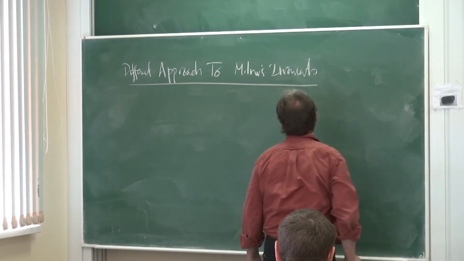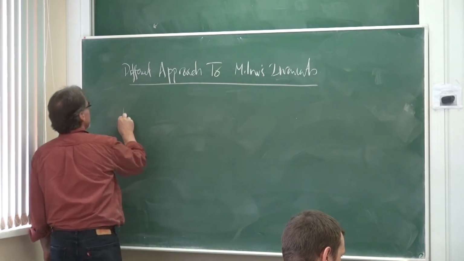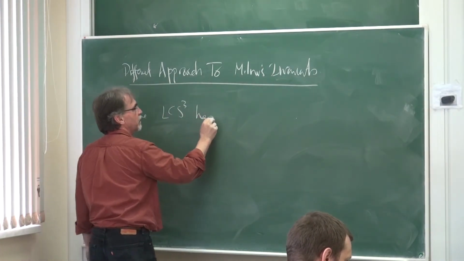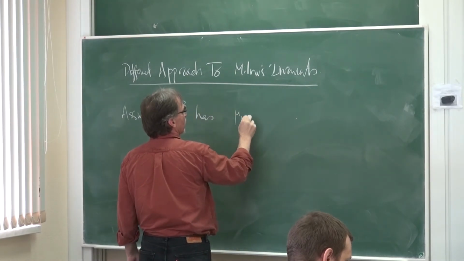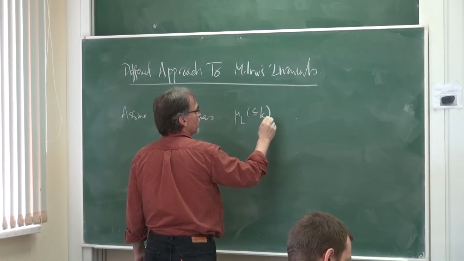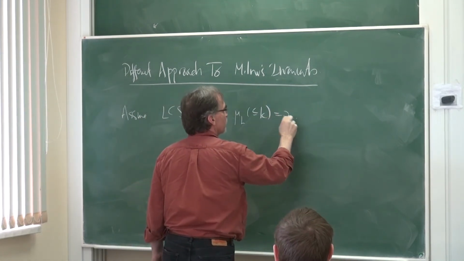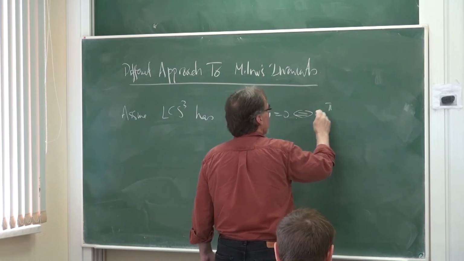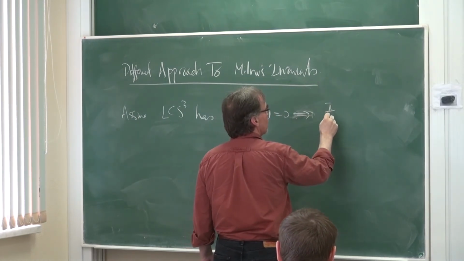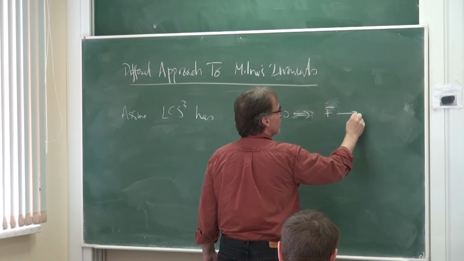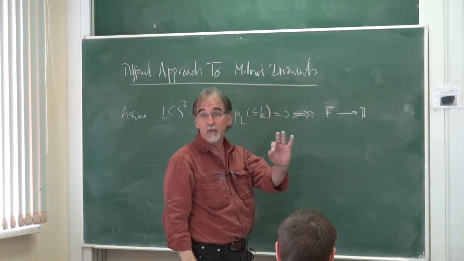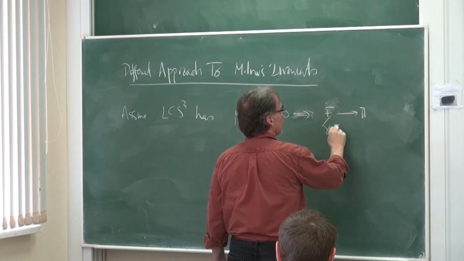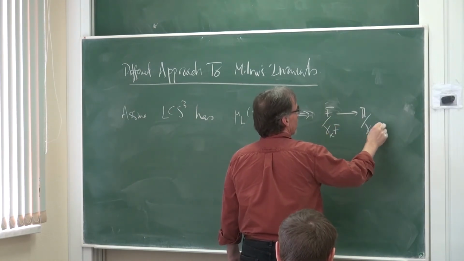Well, let's see. So assume L in S^3 has mu bar of L of length less than or equal to k equals 0. Right? Well, that implies that there's a map from F to pi, which is given by the meridian curves. And if I mod out by gamma_k, these are isomorphic.